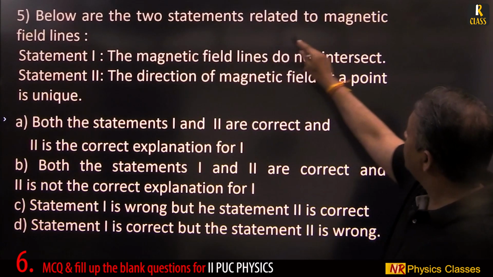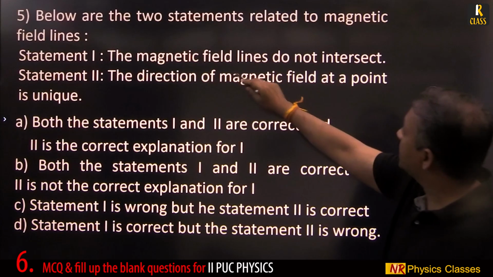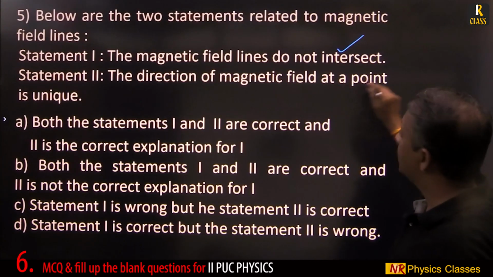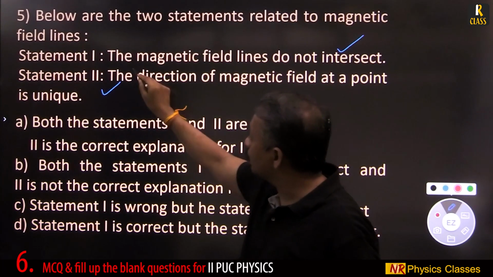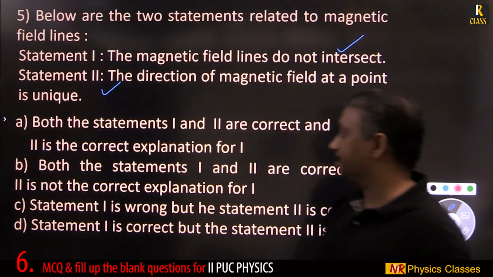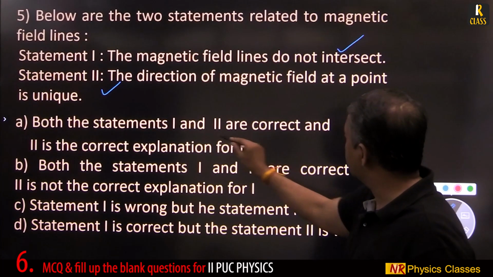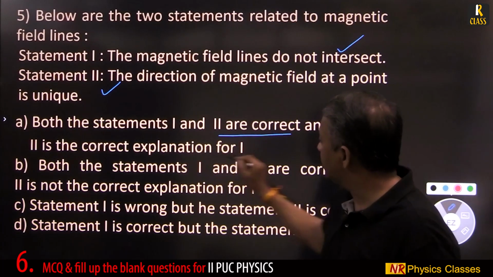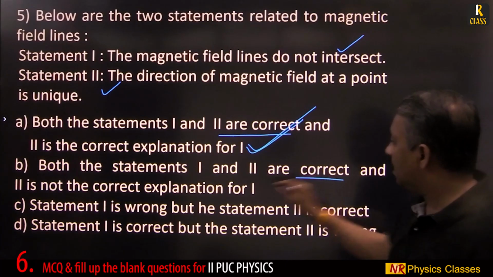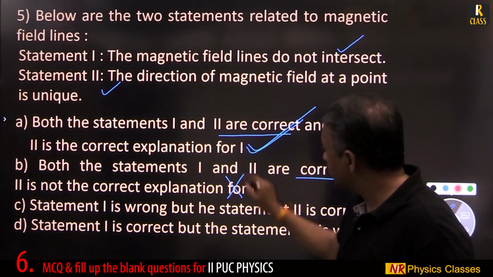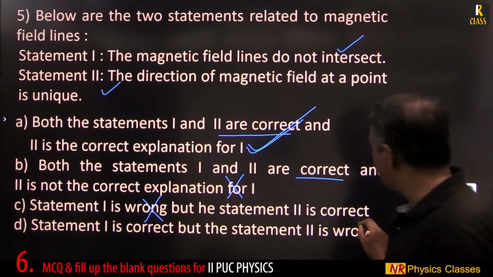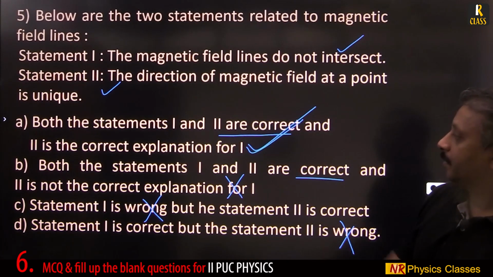Below are two statements related to magnetic field lines. Statement 1: the magnetic field lines do not intersect. True. Statement 2: the direction of the magnetic field at a point is unique. True. Because it is unique, they won't cross each other. Both these statements are correct, and 2 is the correct explanation of 1. So, A.